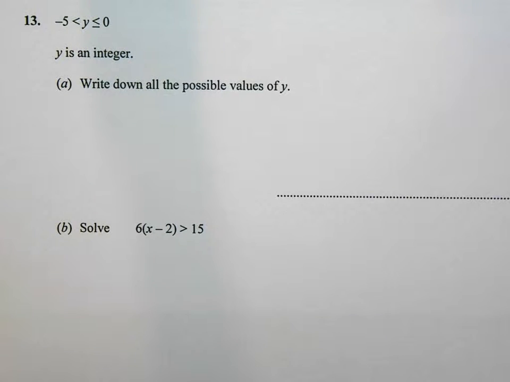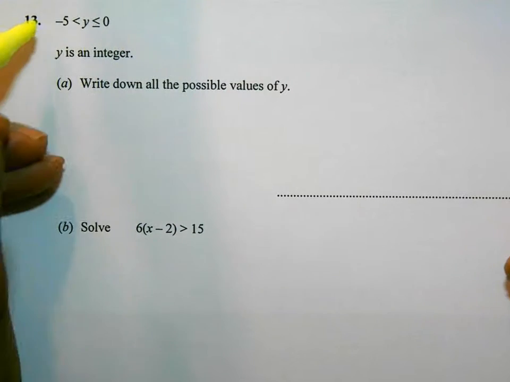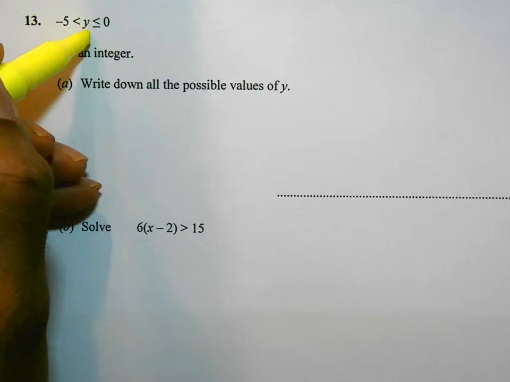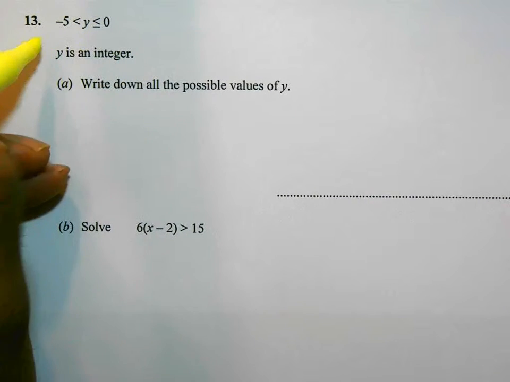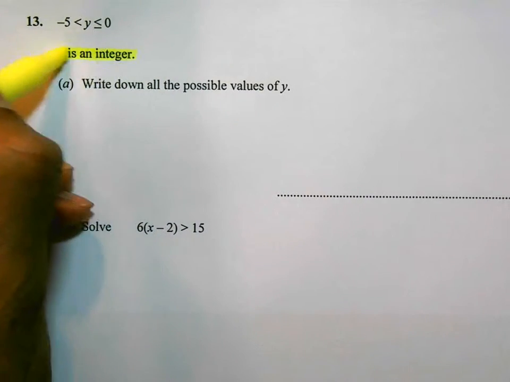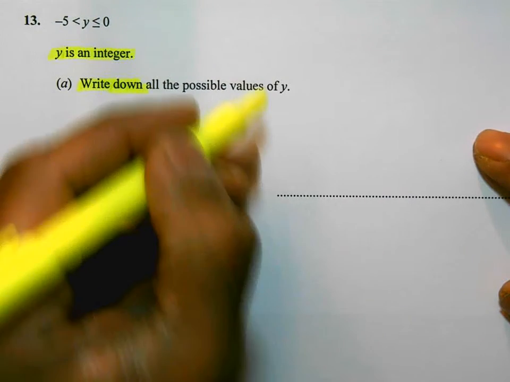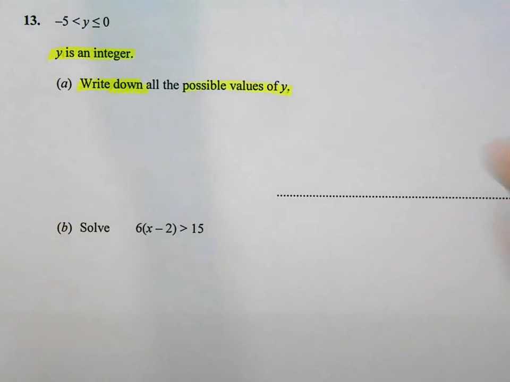This is question number 13 in the June 2014 calculator paper. So we have this expression, minus 5 is less than y, is less than or equal to 0. Y is an integer. Write down all the possible values of y. Now, we need to be very familiar with this, and you shouldn't have any problem with it at all.